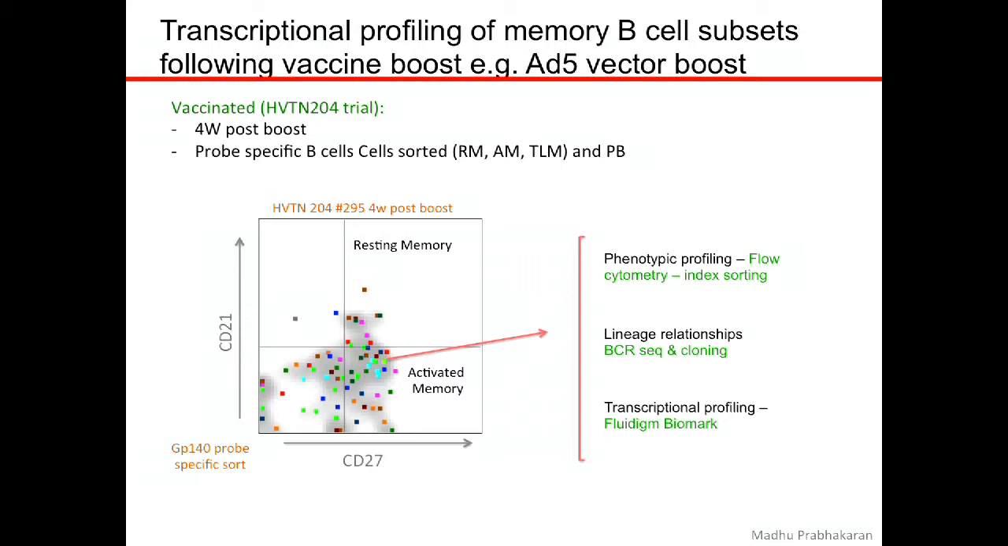Each one of these dots represents a cell that we sorted into an individual well of a plate by a method called index sorting. We can then take that cell and we can do phenotypic profiling, courtesy of how we sorted it. We can do lineage relationships by extracting the cDNA and having a look at the immunoglobulin locus. And we can actually have a look at some transcriptional profiling. And I'll go on and show you some evidence of this.